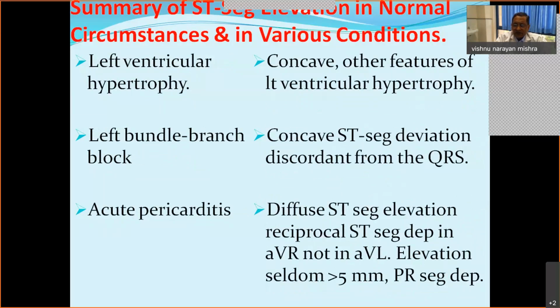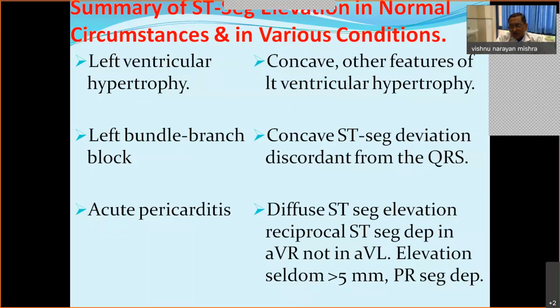Left ventricular hypertrophy, as I have told you in detail, has the three-step procedure of voltage criteria, concave ST segment, and other features of left ventricular hypertrophy. Left bundle branch block has concave ST segment deviation discordant from the QRS. So concave ST segment deviation and discordant from the QRS, these are the two important things which one has to keep in mind. In acute pericarditis, diffuse ST segment elevation, reciprocal ST segment depression in aVR, not in aVL.